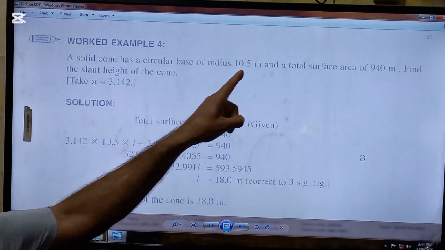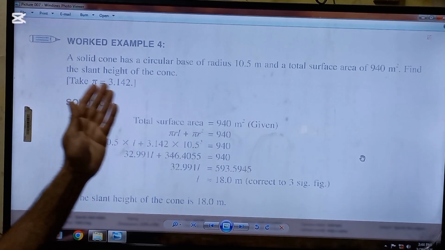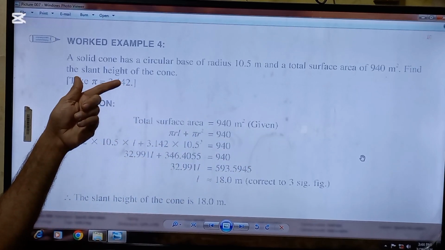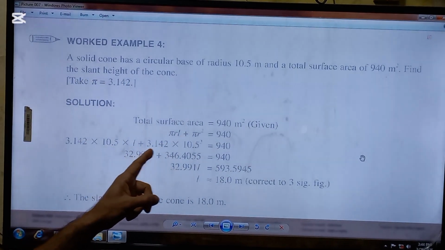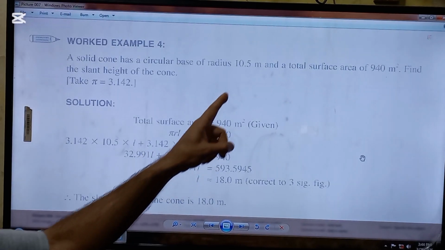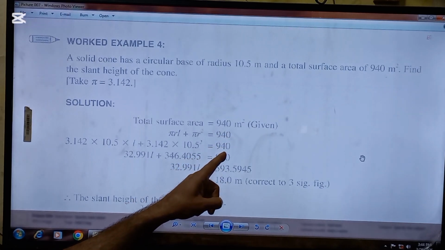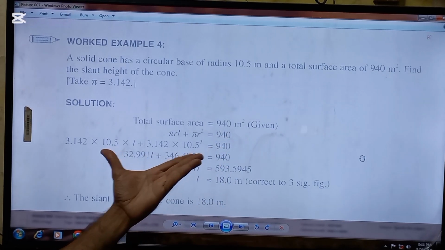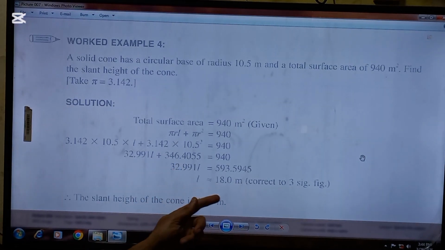R is given, that is 10.5, and L is missing because you are going to find the slanting height of the cone, so L will remain as it is. This plus sign will stay. Pi's value is 3.142 and r's value is 10.5, so 10.5 square, and 940 will remain the same. At this step, use the calculator and L will come out to be 18 meters.